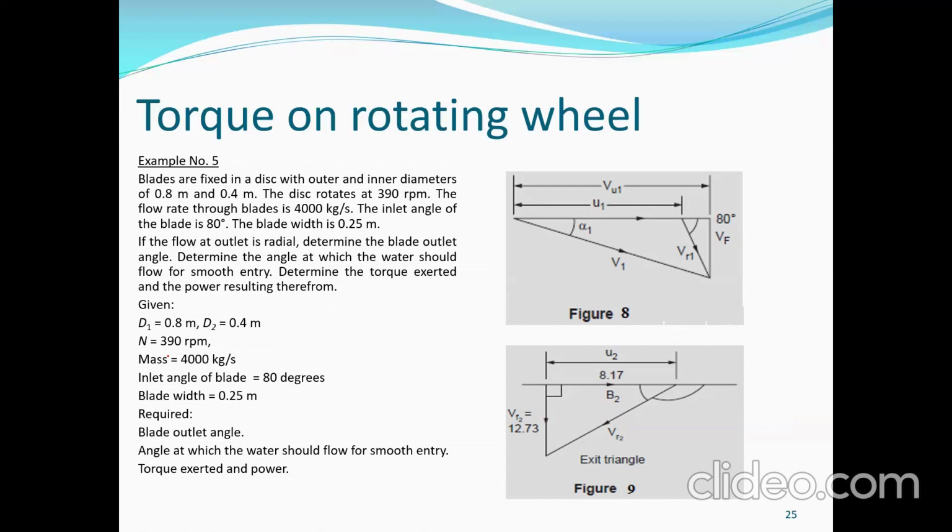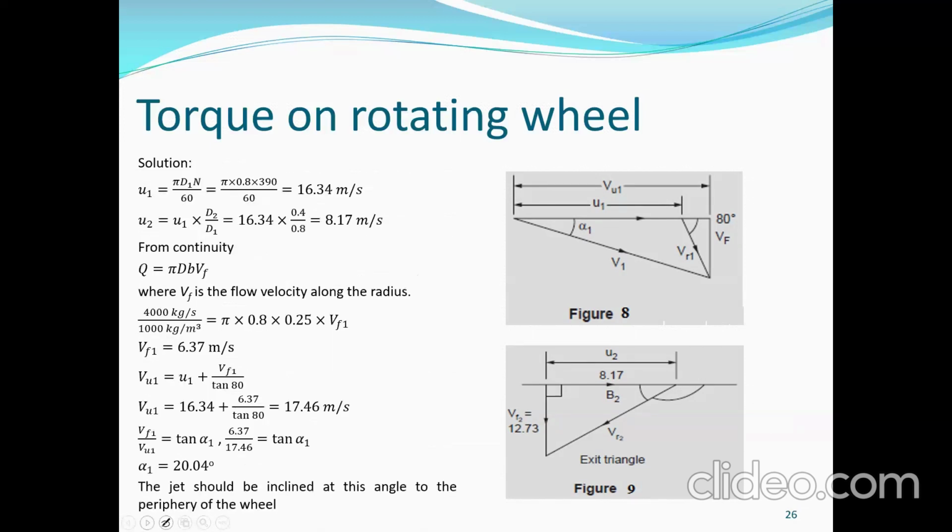Gagamitin natin yan pagkuha ng mamaya sa area. Required: the blade outlet angle, and the angle at which the water should flow for smooth entry. Blade outlet angle is beta 2. The angle at which the water should flow for smooth entry is alpha 1. Then the torque. Yan. Alam niyo yung mga required. So, solution, unahin natin yung mga velocity, yung blade.